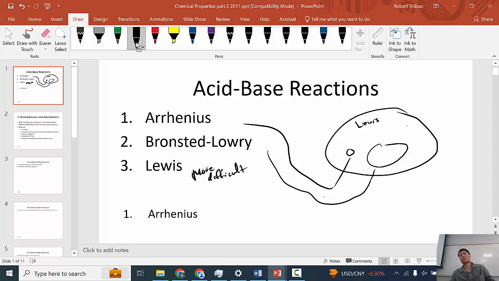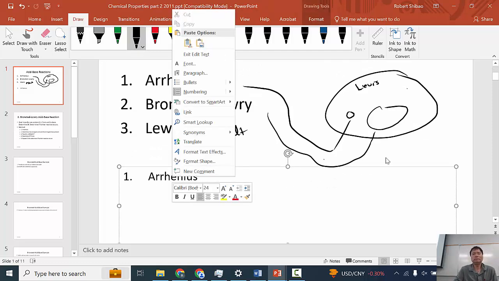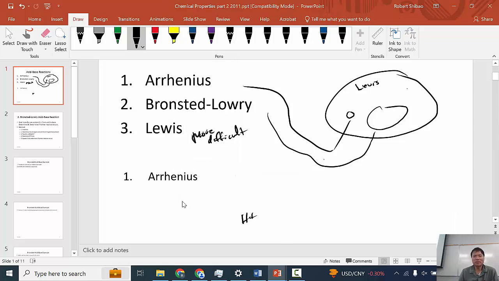In other words, Lewis is the broadest definition. It encompasses all acids and bases. Bronsted-Lowry is a narrower definition. Therefore, some acids, actually a lot of acids and a lot of bases, are left out. But the analysis is a lot easier, and a lot of the acids and bases that we deal with are Bronsted acids. And so this is just easier. Arrhenius is just H plus is an acid, OH minus is a base formed from water. That's Arrhenius.